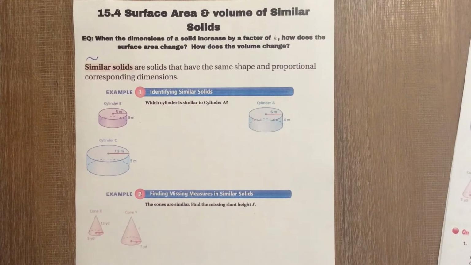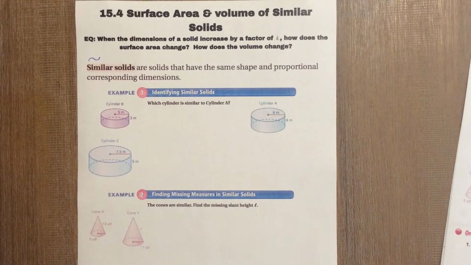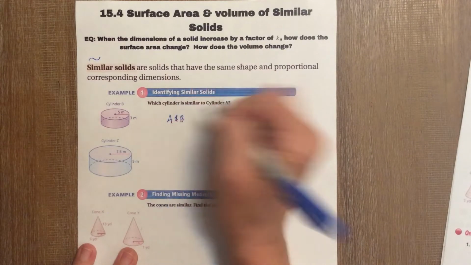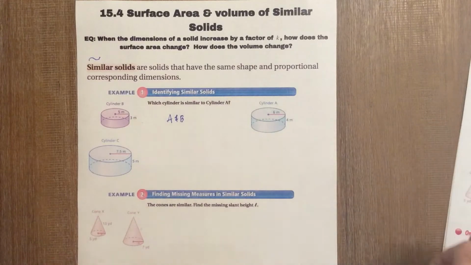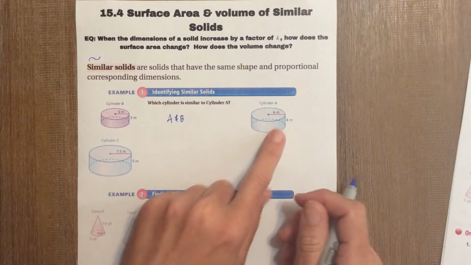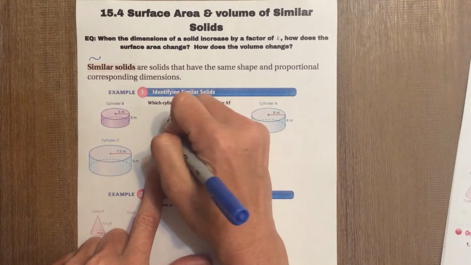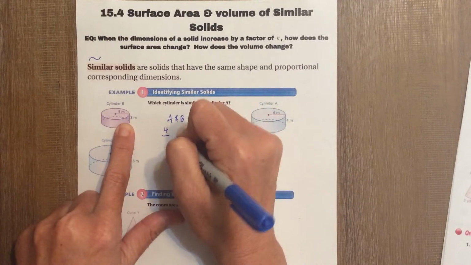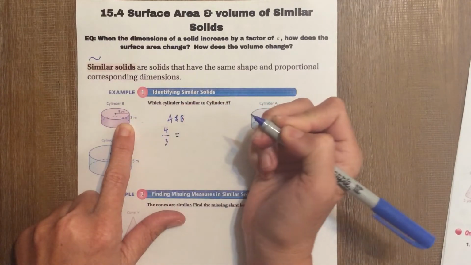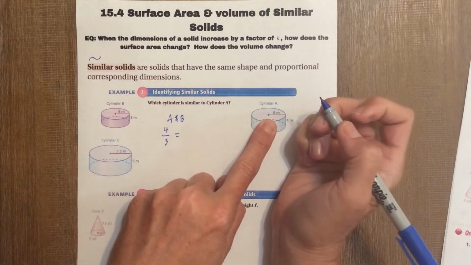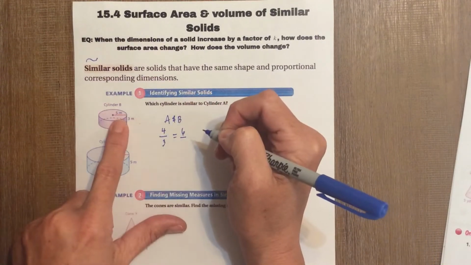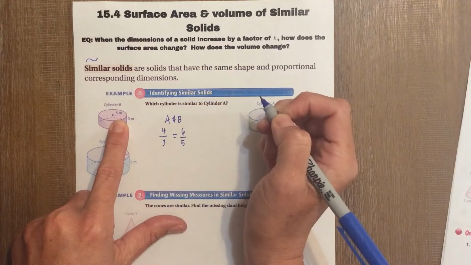Which cylinder is similar to cylinder A? So cylinder A has a radius of 6 meters and a height of 4 meters. So we just kind of have to compare our measurements. All right, so let's do A and B first. What do we know? We know the height and we know the radius. So we can talk about the height of one over the height of the other. So the height of A is 4, and then the height of B is 3. And we're trying to see if that's equal to the radius of A, which is 6, over the radius of B, which is 5, okay?